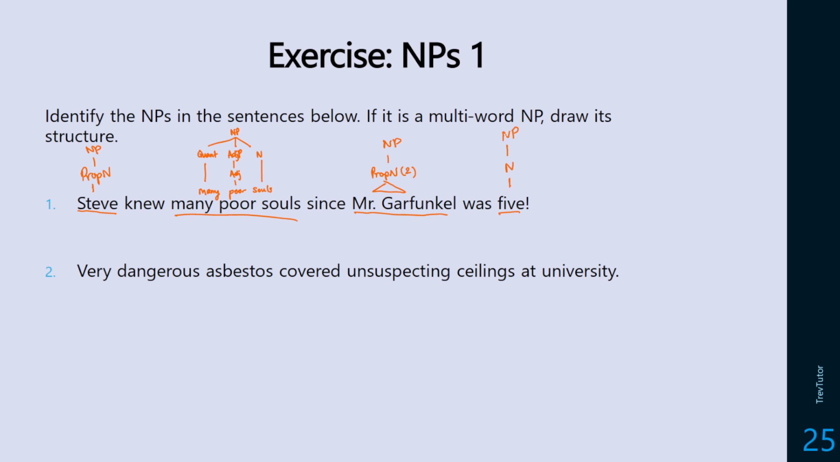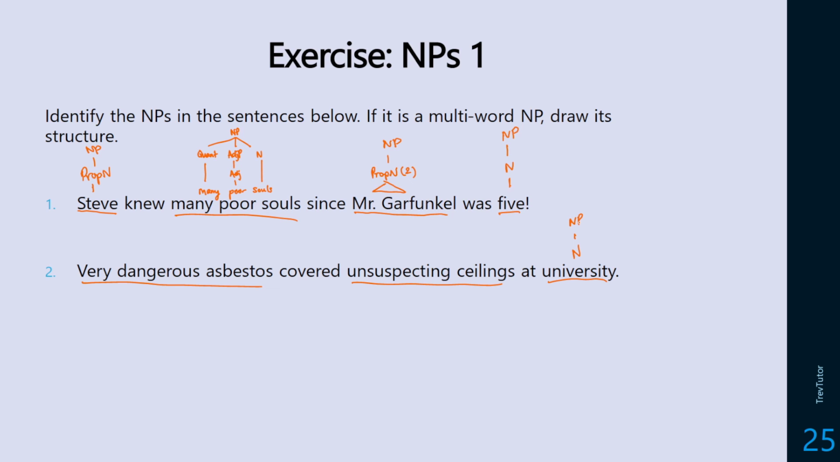Okay, what about the next one? Very dangerous asbestos covered unsuspecting ceilings at university. So we have very dangerous asbestos, which is a noun phrase. Unsuspecting ceilings is a noun phrase. And university is a noun phrase. University is the easiest. It's just a noun that builds up into the noun phrase.